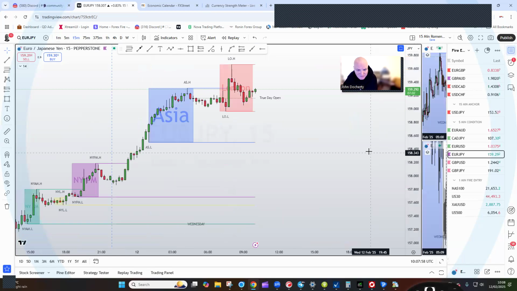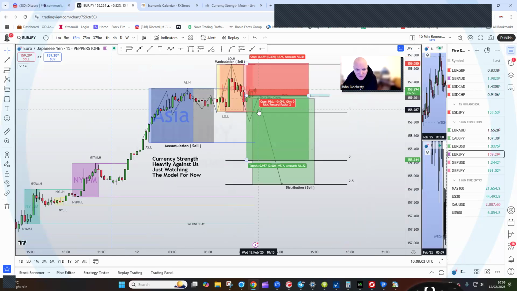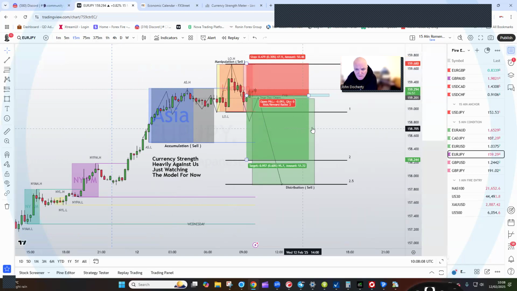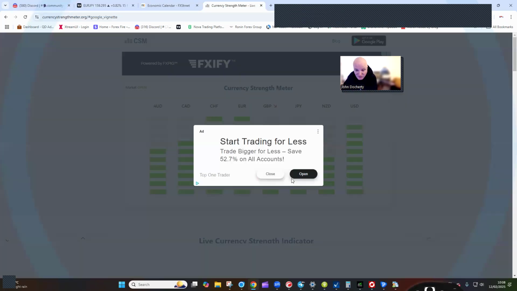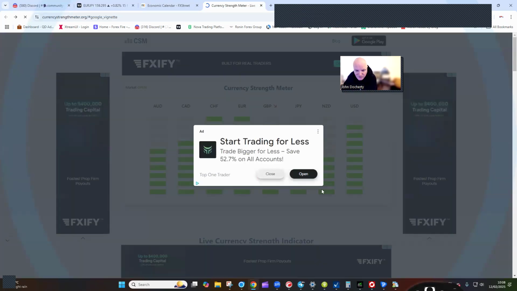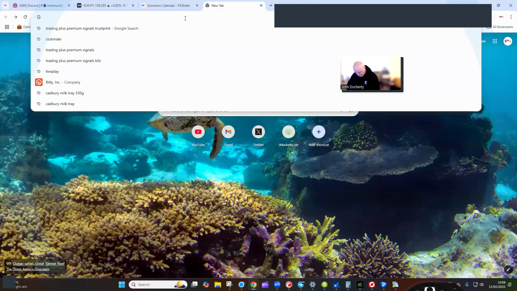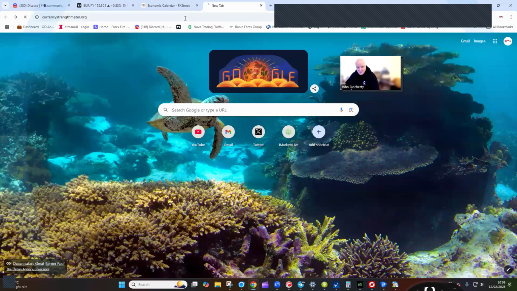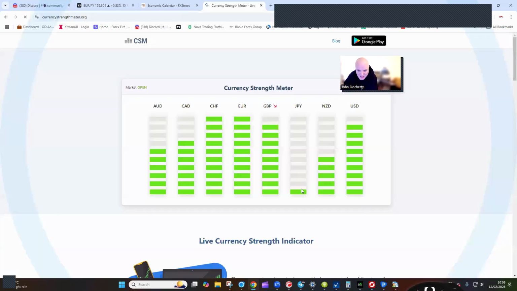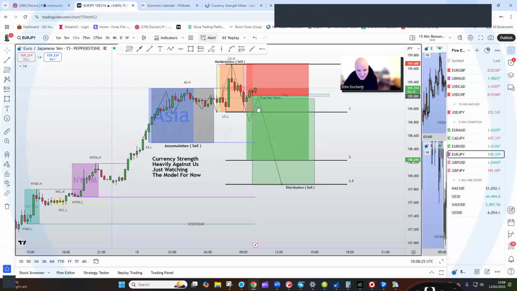Euro JPY, we'll take a look where we are with this. The currency strength was heavily against us, so we're just watching this model. That's why I put it purple. Check that just by the currency strength, to be fair. This currency strength back on. See, JPY super weak today. So again, we do expect this to take us out.